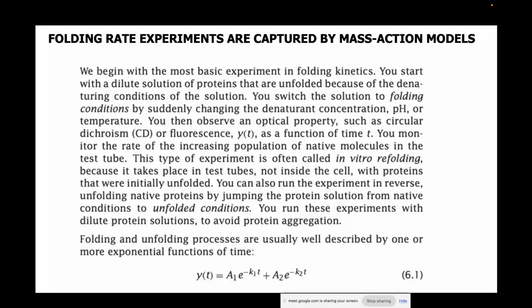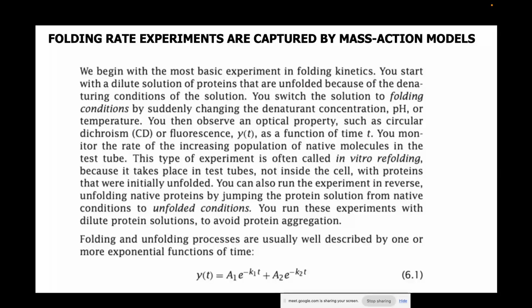You then observe an optical property, which can be either fluorescence or circular dichroism, where y(t) is a function of time t. You monitor the rate of the increasing population of native molecules in the test tube. This type of experiment is also called in vitro refolding. So what you're doing is trying to fold the proteins in an external condition which is mimicking cellular chemical concentrations, right? It is called in vitro refolding because it takes place in test tubes, not inside the cell, with proteins that were initially unfolded.